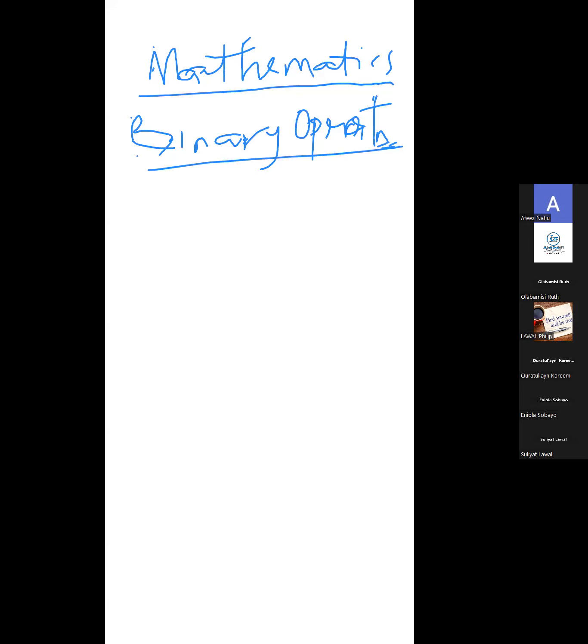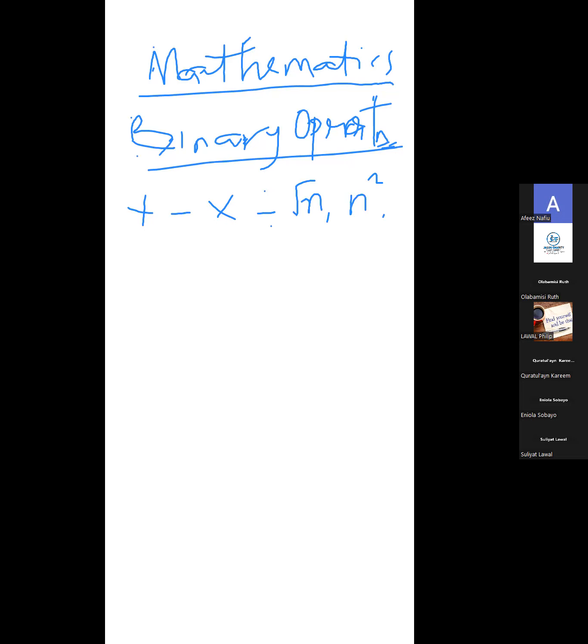Binary operation is a special mathematical operation that combines two or more regular mathematical operations. The mathematical operations you are familiar with are addition, subtraction, multiplication, division, square root, n square, n cube. All of these are the normal mathematical operations you are familiar with.